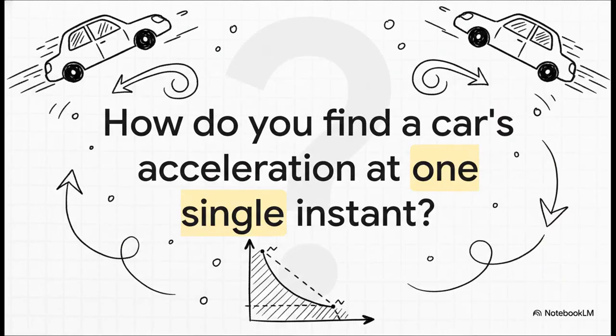So, imagine this. A car weaving through city traffic. It's speeding up, it's slowing down, its motion is constantly all over the place. Now, how in the world could you pinpoint its exact acceleration at, say, the 3.2-second mark? It sounds kind of impossible, doesn't it? But trust me, by the end of this, you are going to have the key to solving this exact problem.